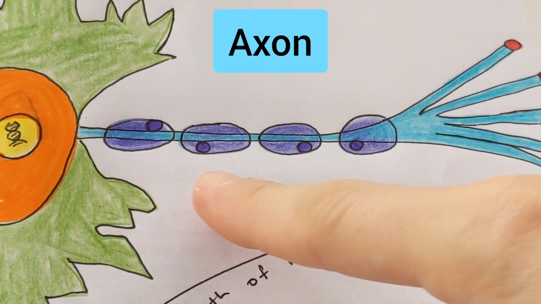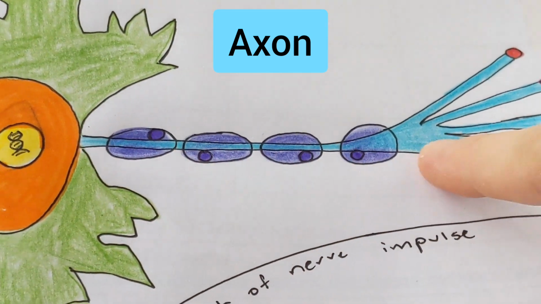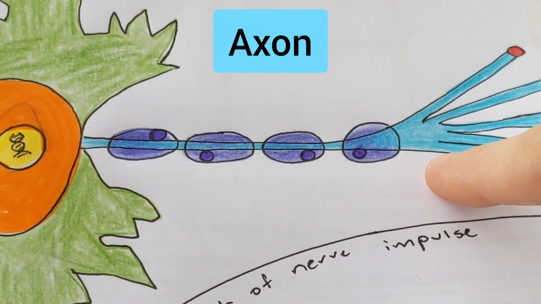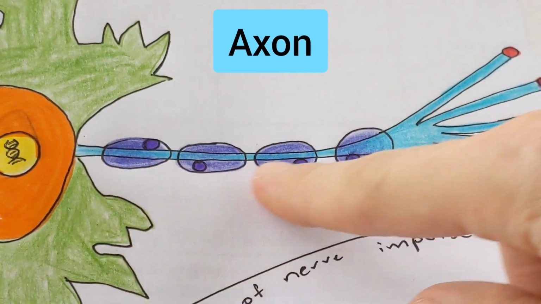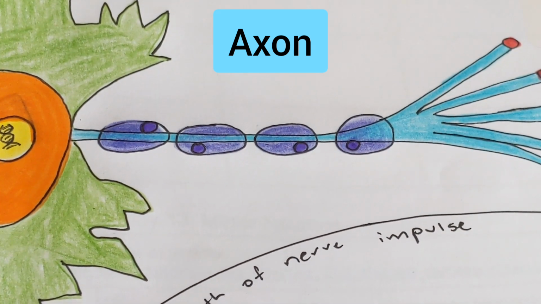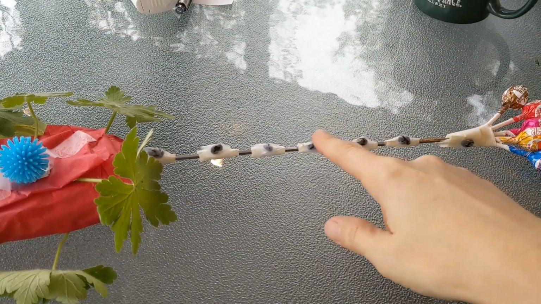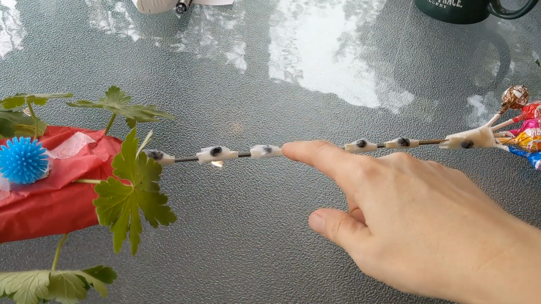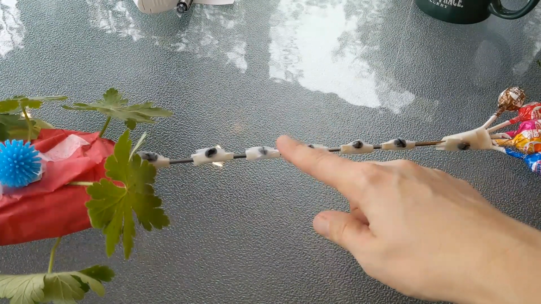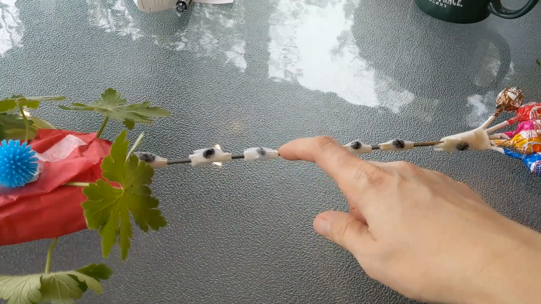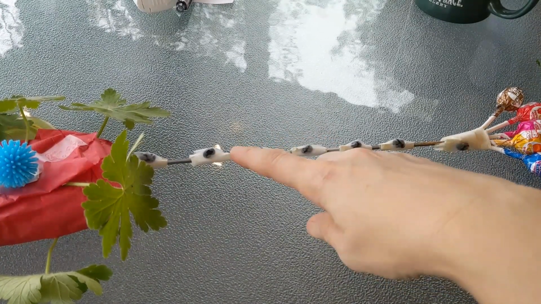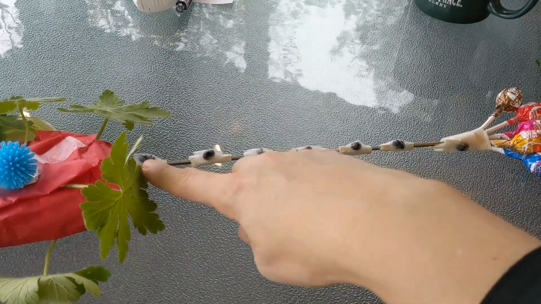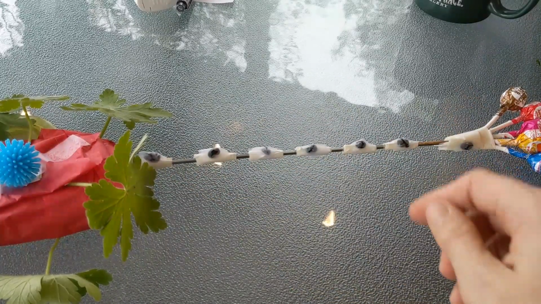The next thing that we're going to look at is this big long part of the neuron. This can actually be more than a foot long, and this is called the axon. If you look at my model, the axon is represented by this metal stick. This is a skewer that I use to make shish kebabs. So the axon is this long, thin metal stick, and you can see there are some things on top of it. It is the longest part by far.